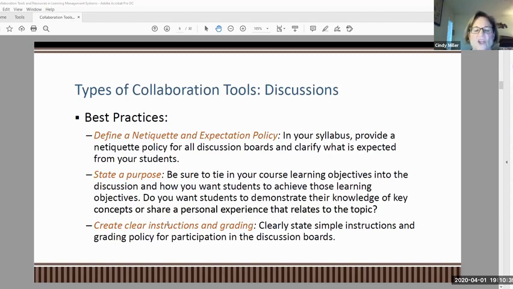So again, you want students to be able to achieve those learning objectives. So do you want students to demonstrate their knowledge of key concepts? That's a question you need to ask yourself before you decide to consider using a discussion tool. Have clear instructions and grading for these discussion responses and so forth. And I'll provide a rubric for you so you can also utilize that in your discussions.